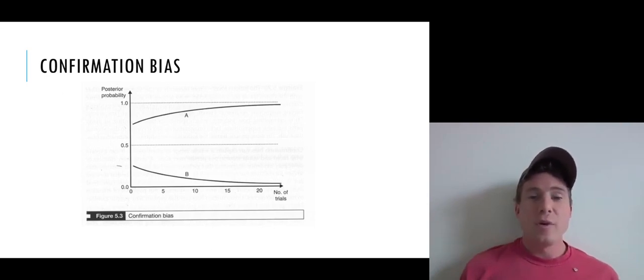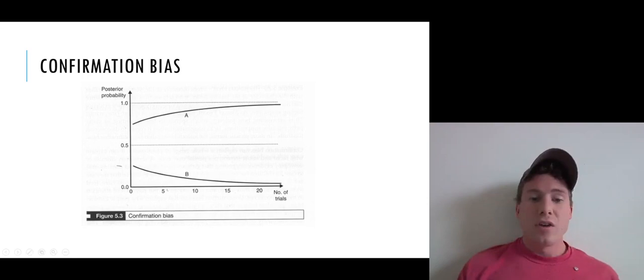So there's a really nice graphical representation of confirmation bias in the Anger textbook. Here we have two agents, A and B, and they start out with some degree of belief, or some probability that they're assigning to a particular hypothesis. A starts out very confident in the hypothesis, B starts out relatively unconfident in the hypothesis, namely confident that the hypothesis is false.